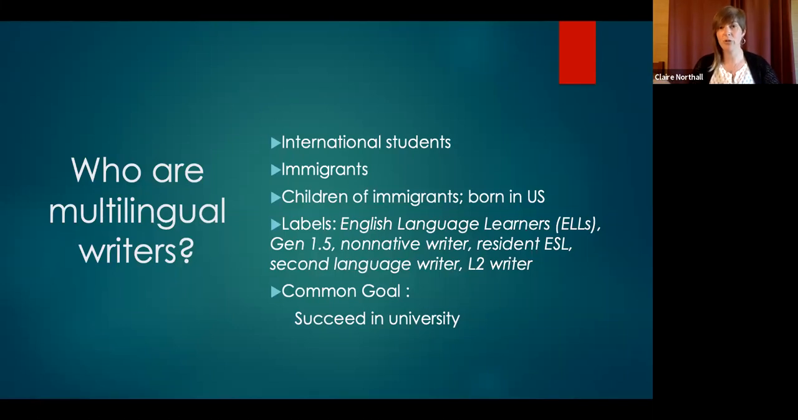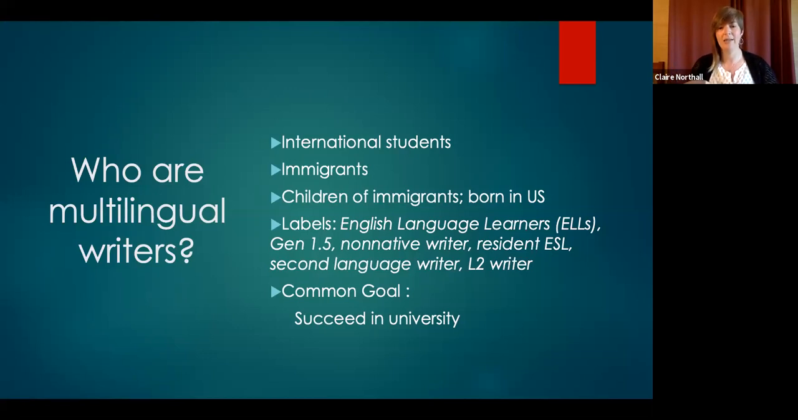Some might think of children of immigrants who are born in the US and who learned a language other than English as their first language, and who may or may not be biliterate. This group is complex, and we have complex vocabulary to categorize them. For example, English language learner, generation 1.5, non-native writer, resident ESL, second language writer, or L2 writer. Each label has its own specific ideological orientation.